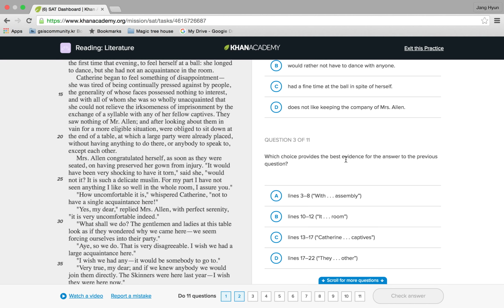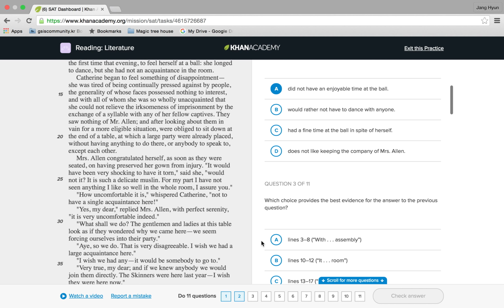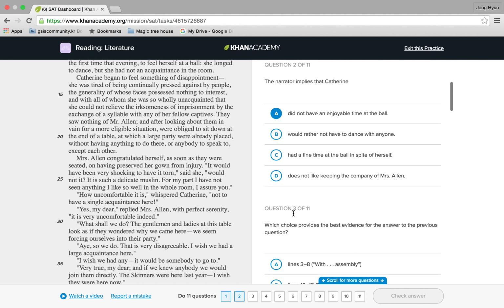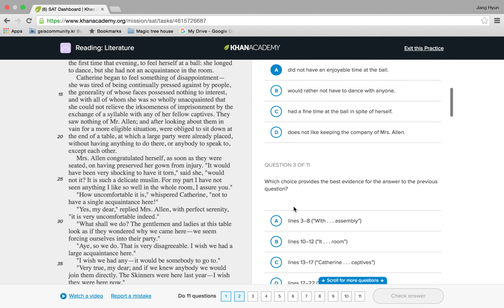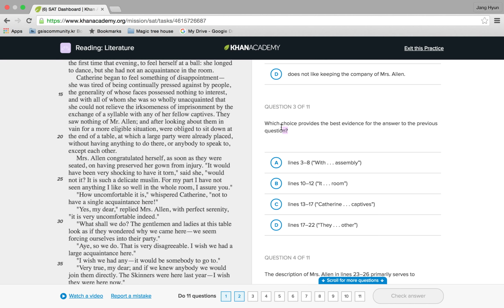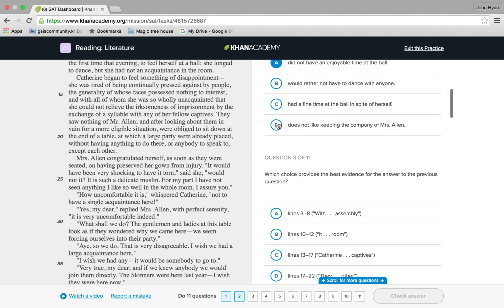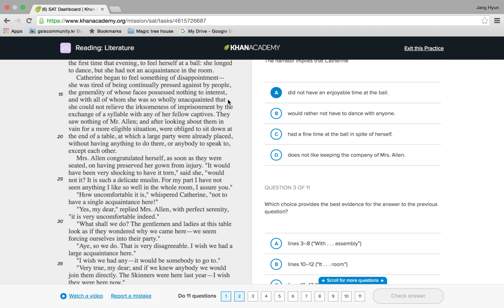Which choice provides the best evidence for the answer to the previous question? Now, this exact question is very common in the SAT, especially reading comprehension. So you've really got to think of this as an important question. So, where did we find evidence for this?